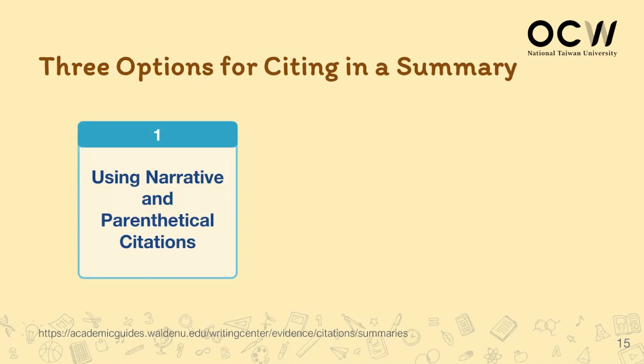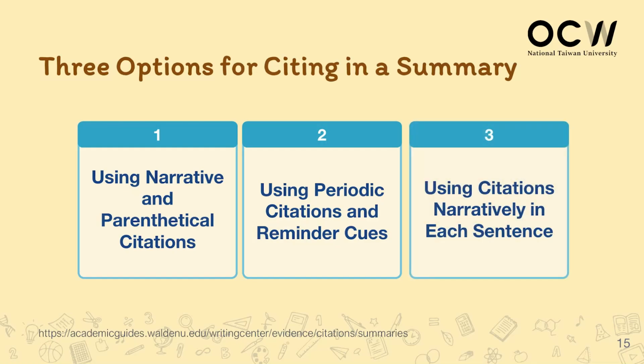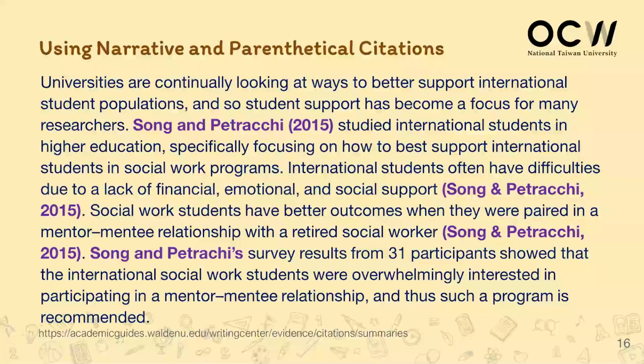Number 1, using narrative and parenthetical citations. Number 2, using periodic citation and reminder cues. And number 3, using citation narratively in each sentence. Now, these titles may be confusing, so let's look at different examples to show you exactly how these different citations are used. Number 1, using narrative and parenthetical citations.